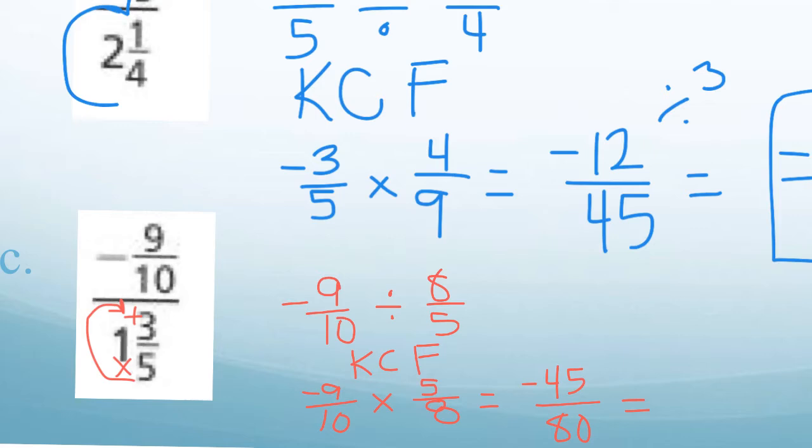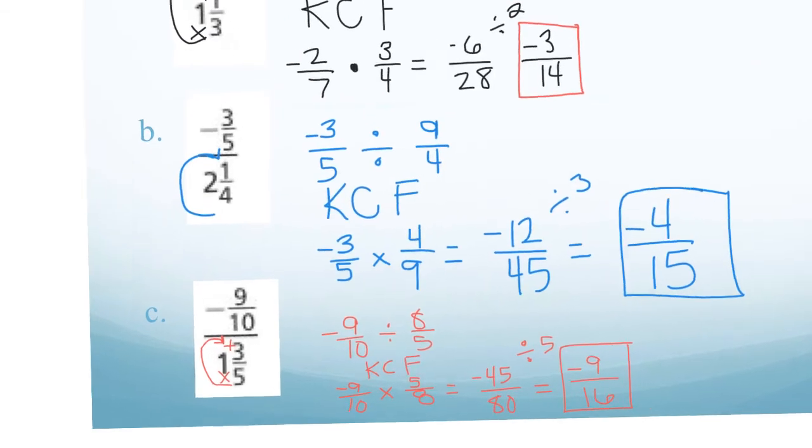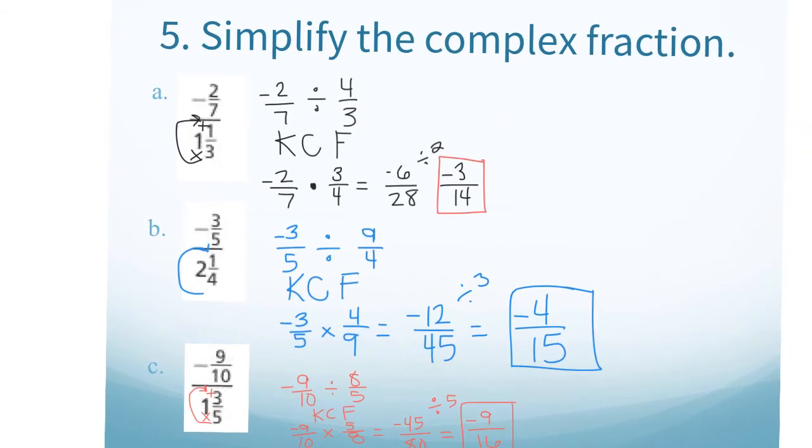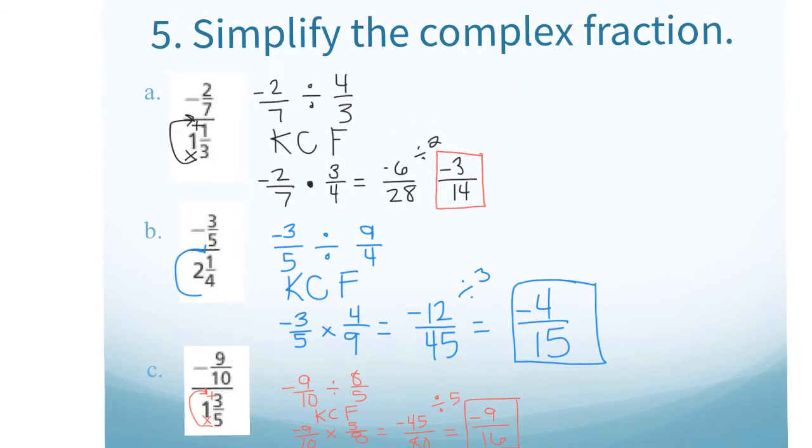And this will simplify as well. I'm going to try the number 5. See if they're divisible by 5. 5 will go into negative 45, negative 9 times. 5 will go into 80. Let's see, 80 divided by 5, we should get 16 as our final. There we go.